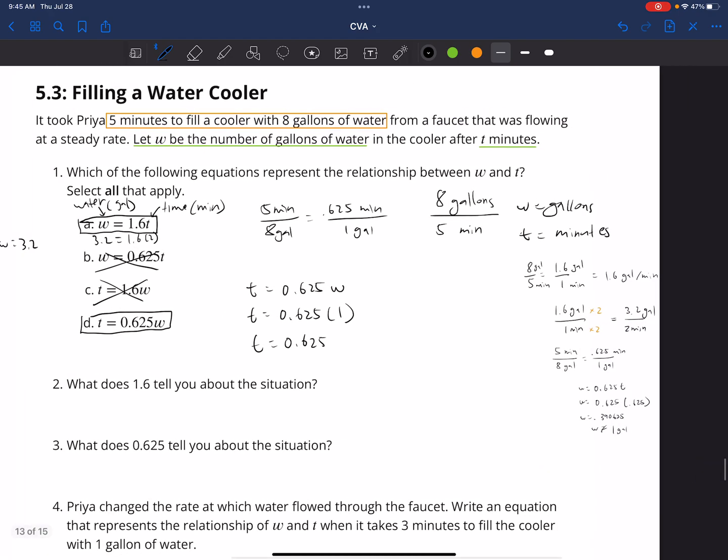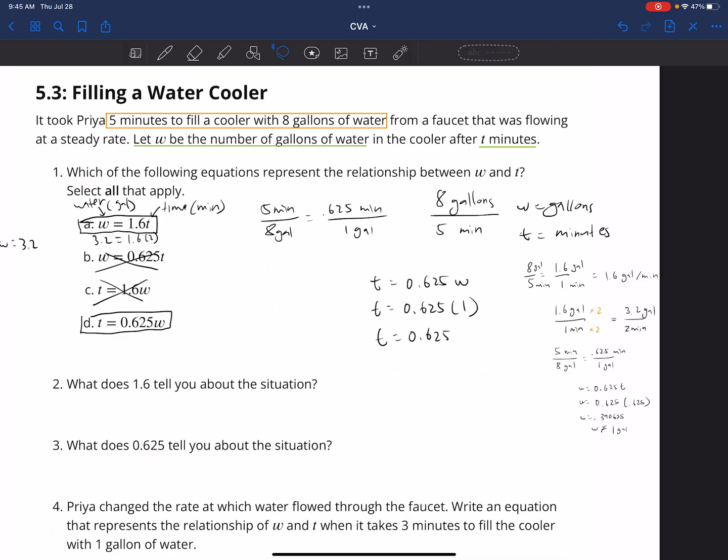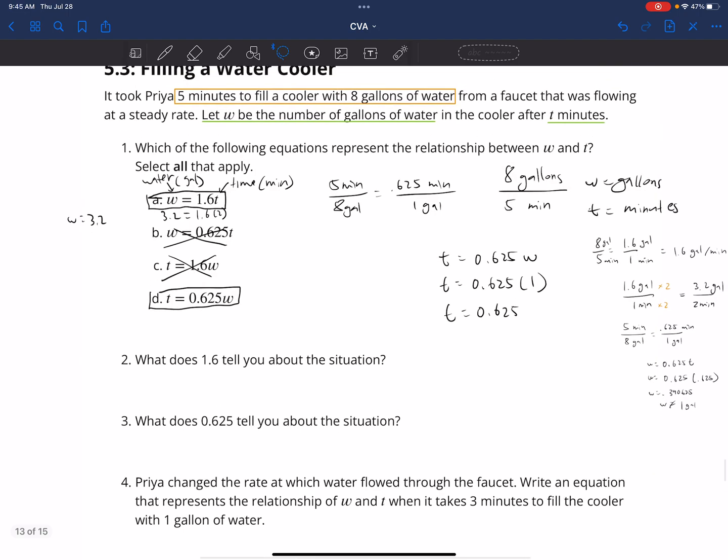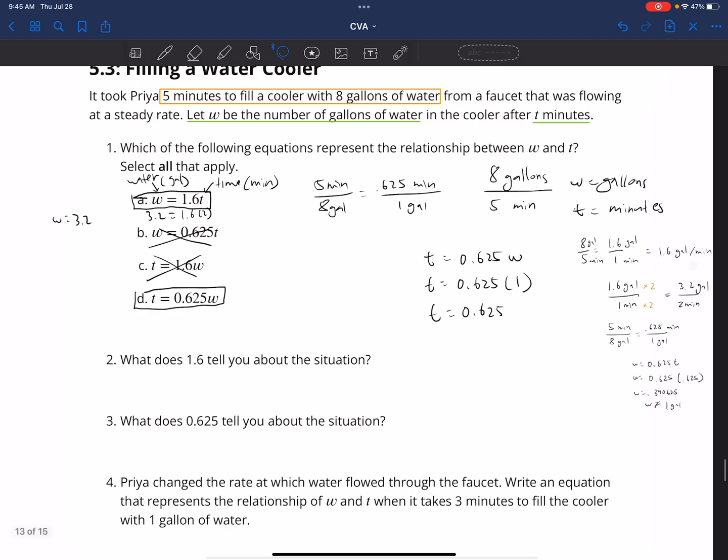I'm not going to go into those details because this video is going to be getting long. So let's take a look. So 1.6. What does 1.6 tell me? 1.6, like we said right here, tells me how many gallons per minute. So 1.6 represents the number of gallons per minute.